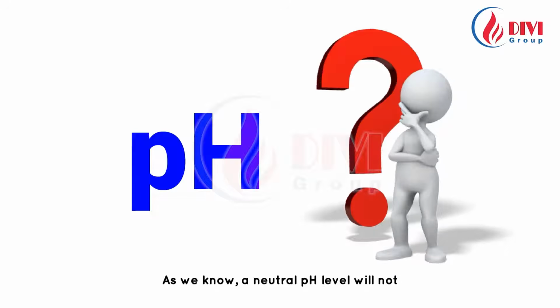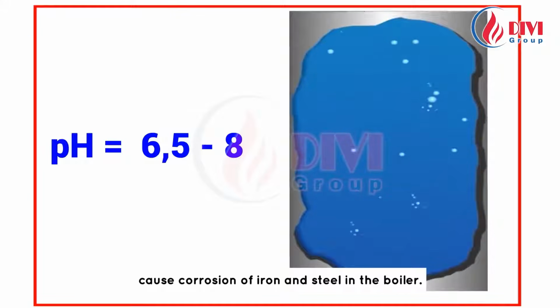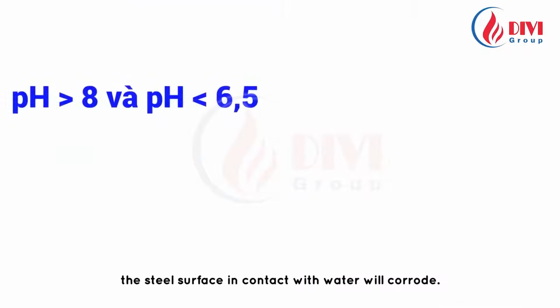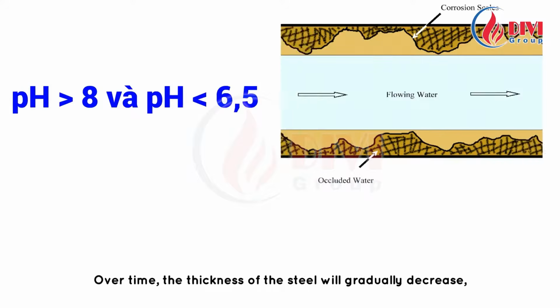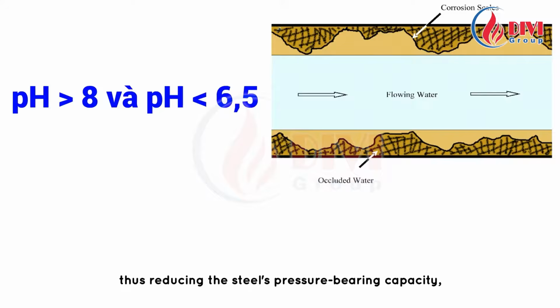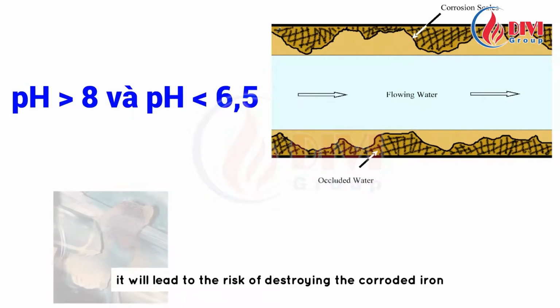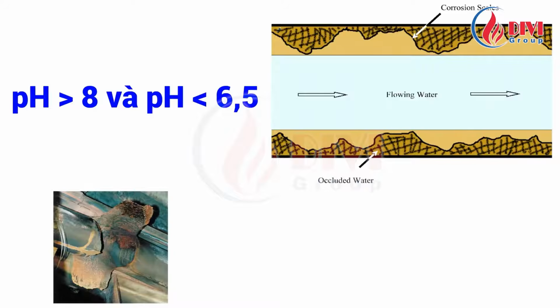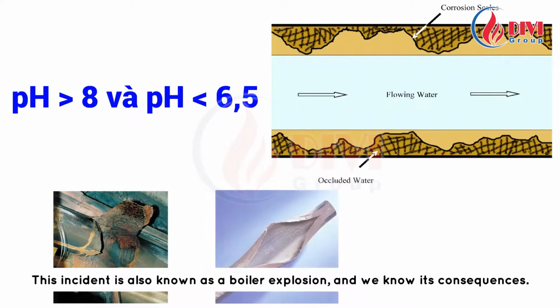As we know, a neutral pH level will not cause corrosion of iron and steel in the boiler. If the water is acidic or alkaline, the steel surface in contact with water will corrode. Over time, the thickness of the steel will gradually decrease, thus reducing the steel's pressure-bearing capacity. When the capacity to withstand pressure decreases to near the operating pressure in the boiler, it will lead to the risk of destroying the corroded iron and steel parts under the impact of pressure in the boiler. This incident is also known as a boiler explosion, and we know its consequences.